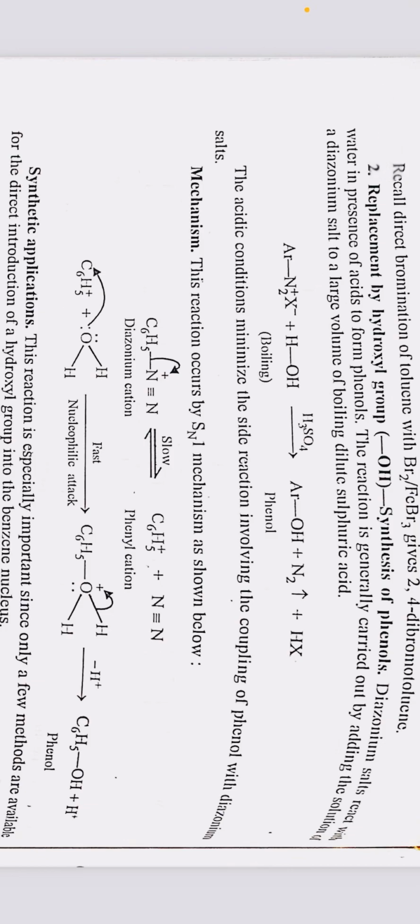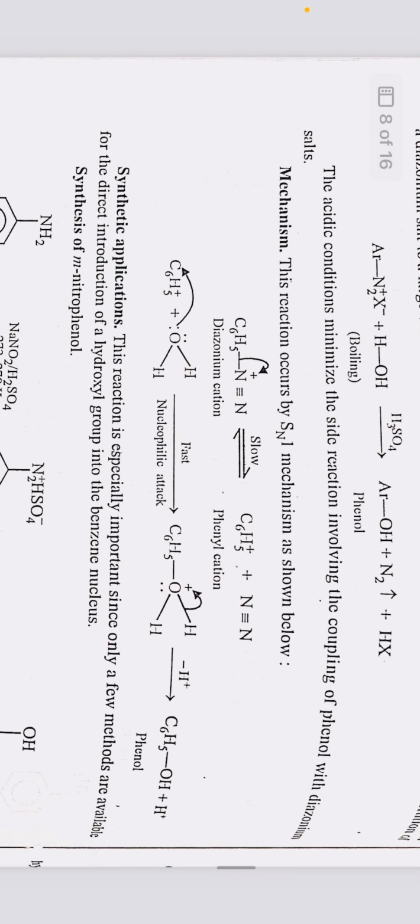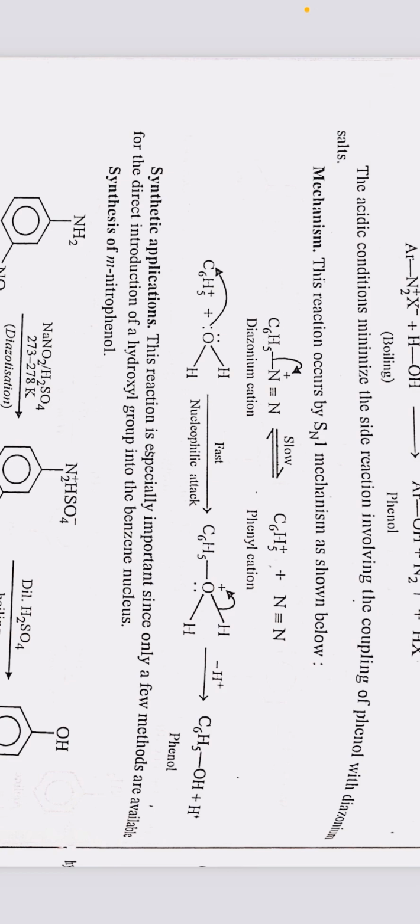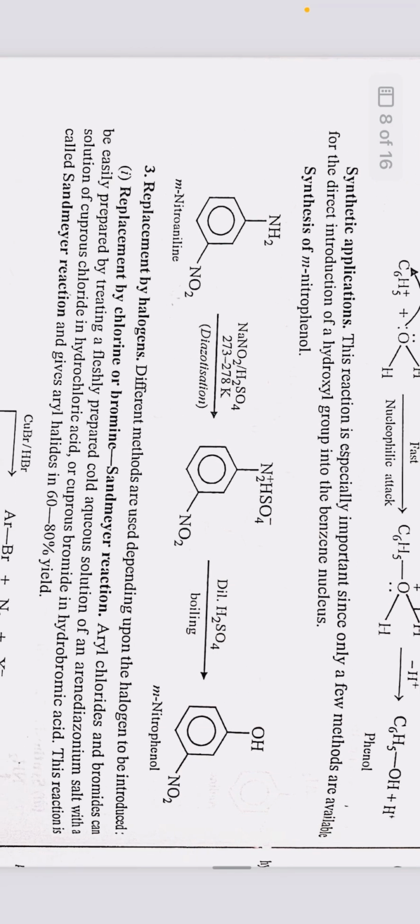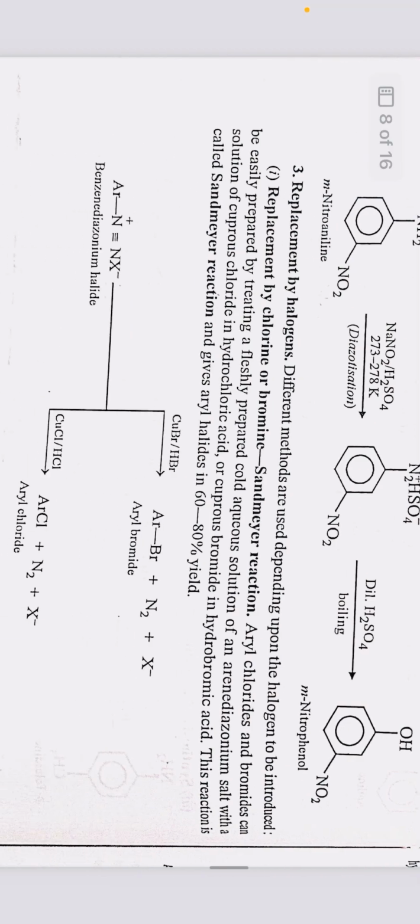Replacement by hydroxyl group, that is synthesis of phenols. Diazonium salts react with water in the presence of acid to form phenols. The reaction is generally carried out by adding the solution of a diazonium salt to a large volume of dilute sulfuric acid. Mechanism: this reaction is carried out by SN1 mechanism as shown below. Synthetic applications: this reaction is especially important since very few methods are available for the direct introduction of a hydroxyl group into the benzene nucleus. That is, synthesis of meta-nitrophenol.